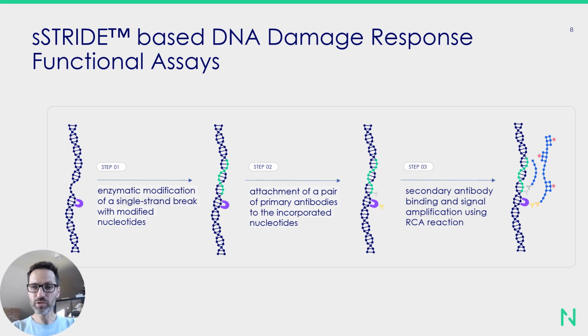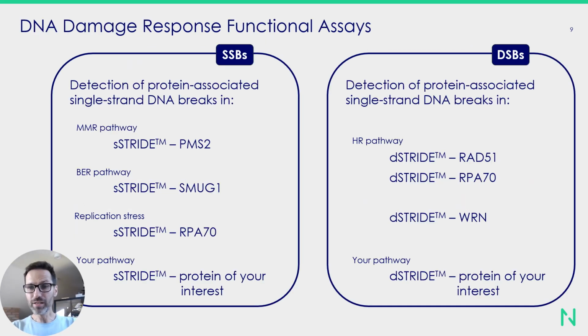sSTRIDE-based DNA damage response functional assays are built on the same principle. Here is a list of DNA damage functional assays that we introduced so far. Each of the assays' names contains the name of the protein that is being detected. For example, there is the sSTRIDE PMS2 assay that detects PMS2, a protein known to be engaged in mismatch repair at the sites of single-strand DNA breaks.